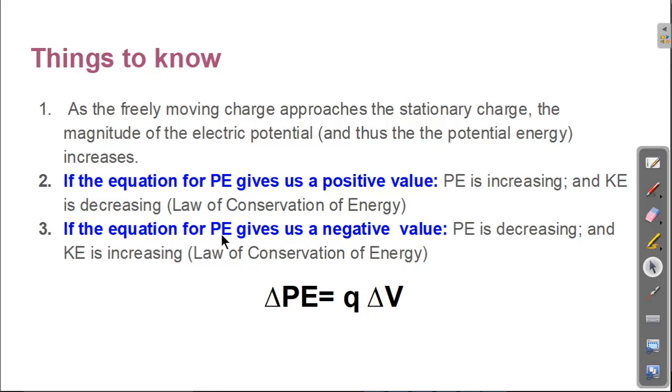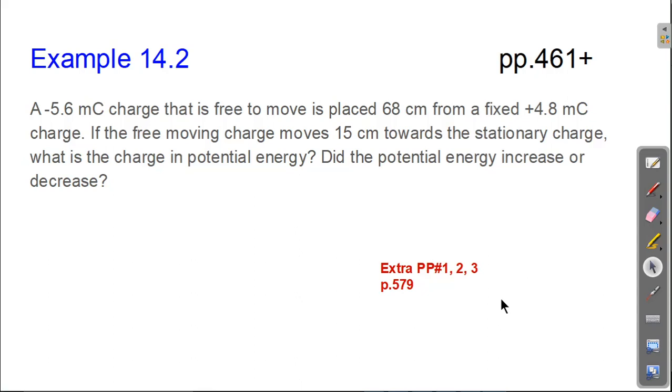If the equation for potential energy gives us a negative value, it means it's decreasing. Potential energy decreasing translates into kinetic energy increasing. That's what the law of conservation of energy tells us. That means it is speeding up. That particle is moving faster. And this is the same formula you had before. Here you go. How do we put it all together?